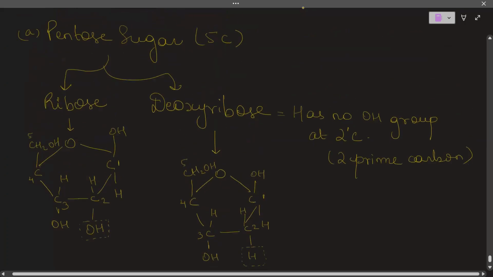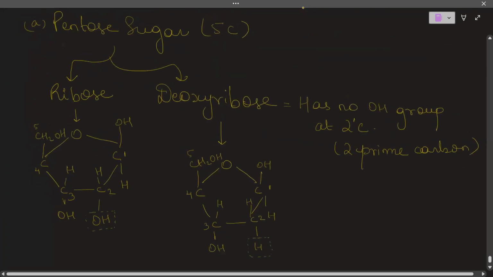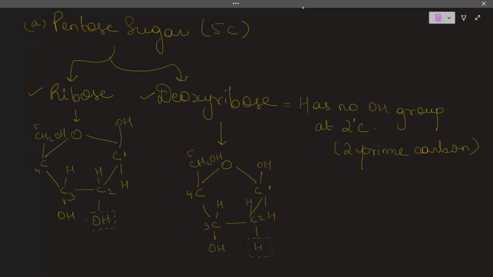So this is the pentose sugar. If it is RNA, then this sugar. If it is DNA, then this sugar. Does anyone have any doubts? No, ma'am. This sugar is clear, right? Yes, ma'am.